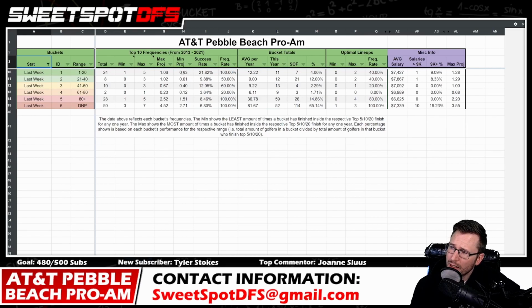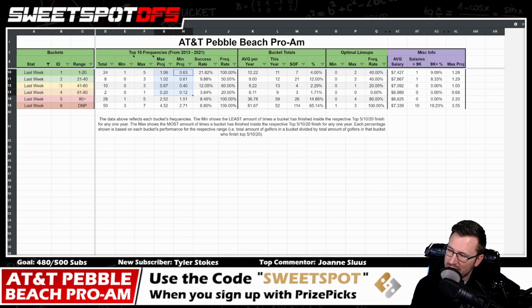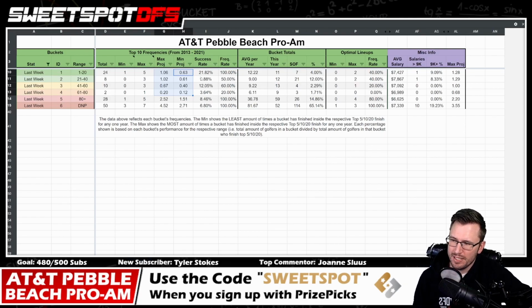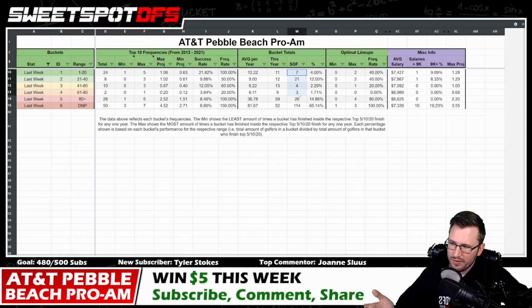Pretty, how do I say this? I want to say pretty watered down. Not really, because the first 4 buckets, last week 1, last week 2, last week 3, and last week 4, we're projecting 0 to 2 in each of those buckets. So nothing super confident here. Not a lot of golfers in each of those buckets, and not a lot of strength of field points in each of those buckets. So let's just rattle through those really quick.